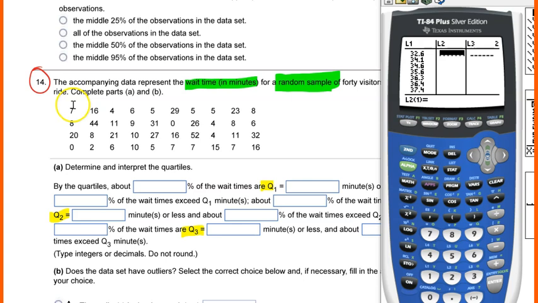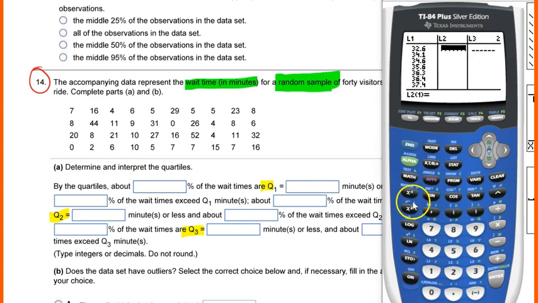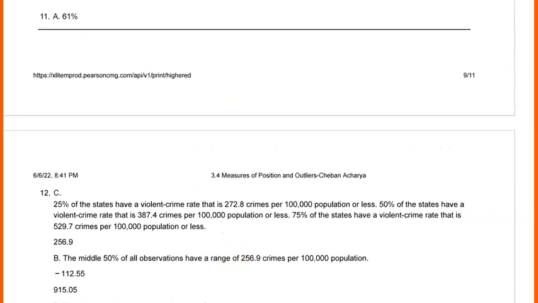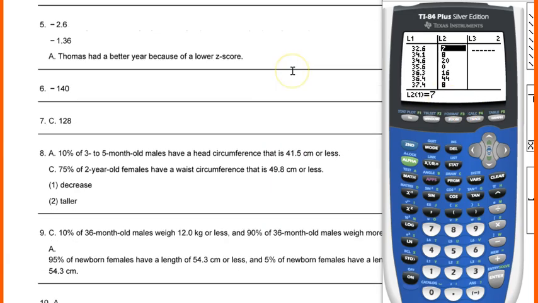Let's put the first row, sorry, first column, second column, third column, and so on. Let's put the data 7 here. Enter. Let's put the data 8. And let's put the 20. And so on. Let's put all 40 data. I'll pause the video and I'll be back. Okay, I put all 40 data in the calculator.